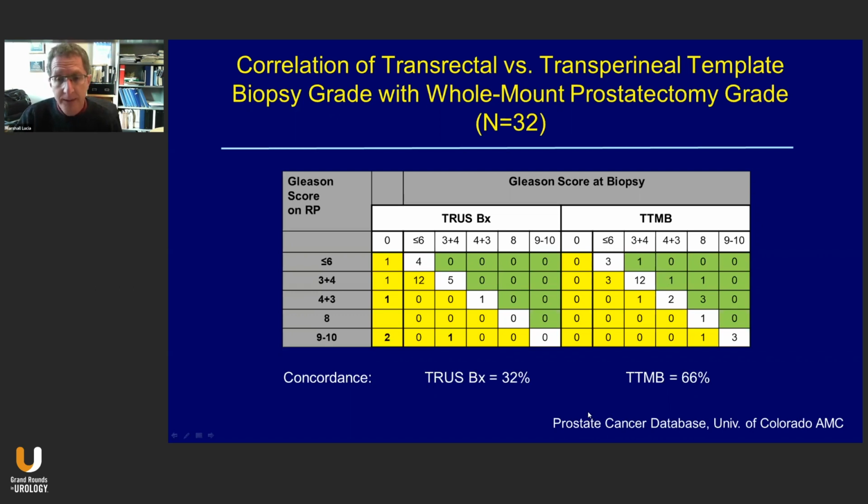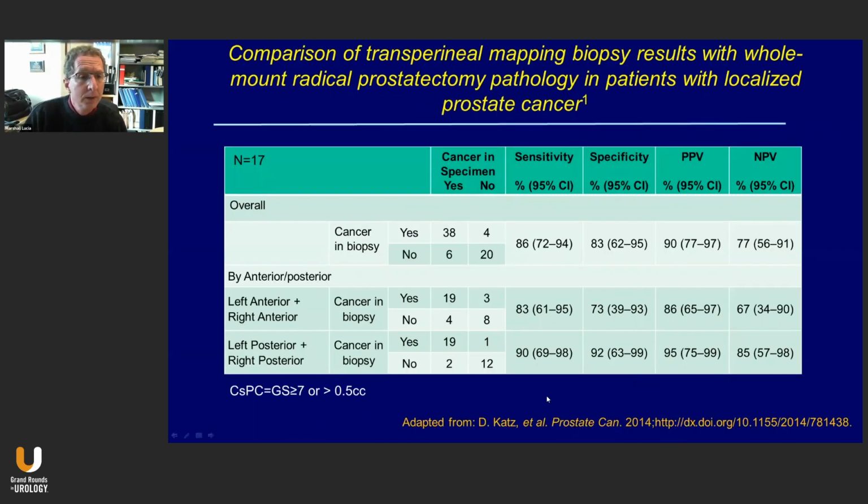So that's where the downgrading tends to occur. Another group, the Memorial Sloan Kettering group, has actually broken this down a little farther. They've looked at location of biopsy, of the template biopsy, in comparison with where the tumors were located within the prostate. And these are all tumors within whole mount sections of the prostatectomy specimen. You can see their sensitivity was overall about 86 with a specificity of 83%, a little lower than they expected.